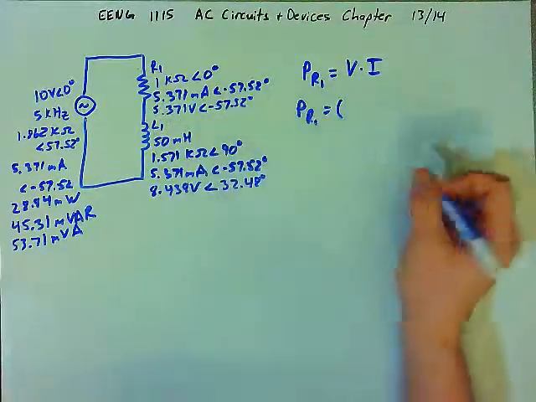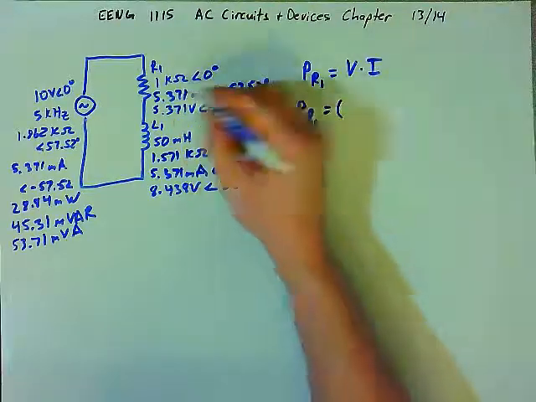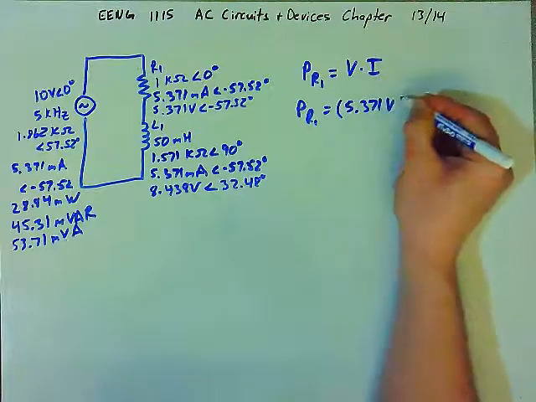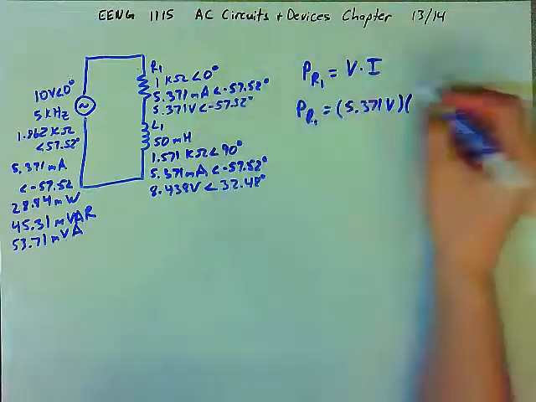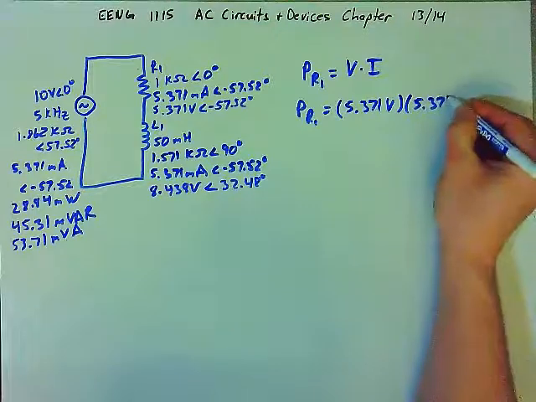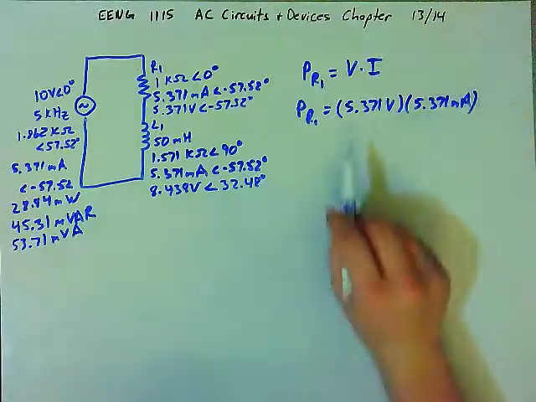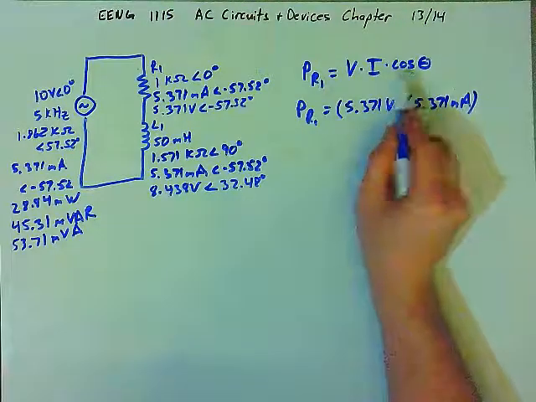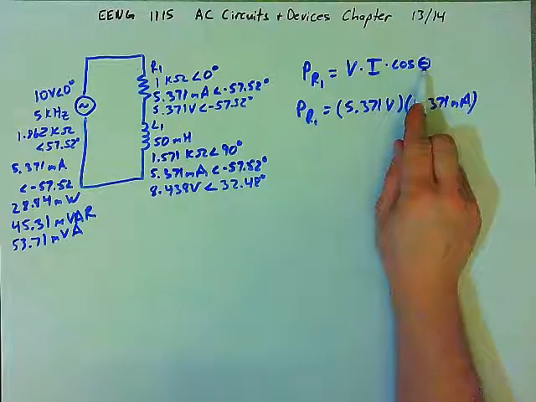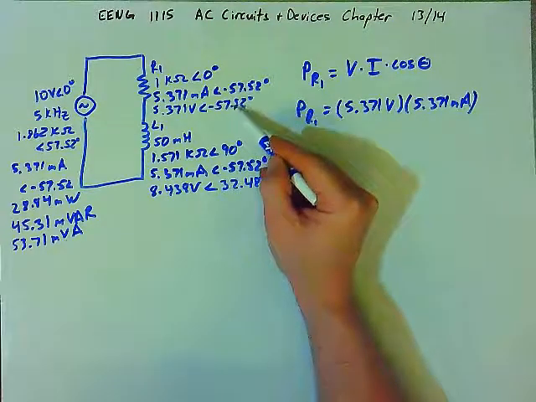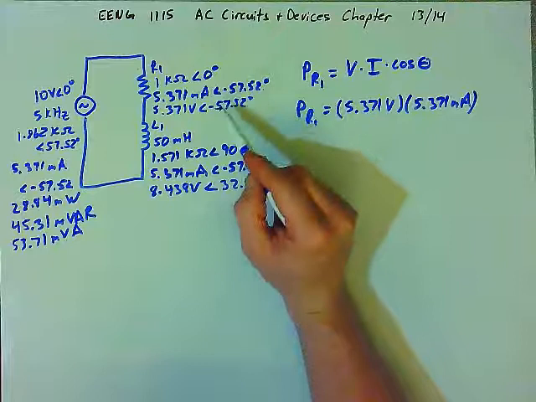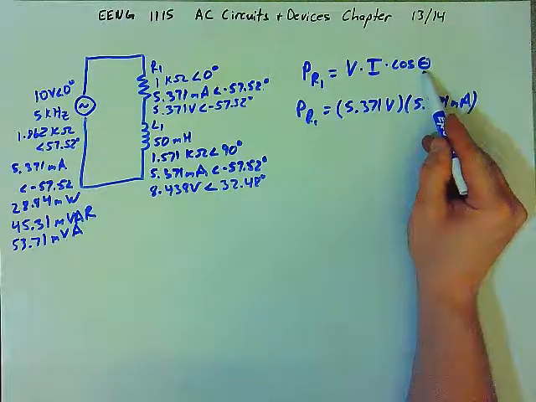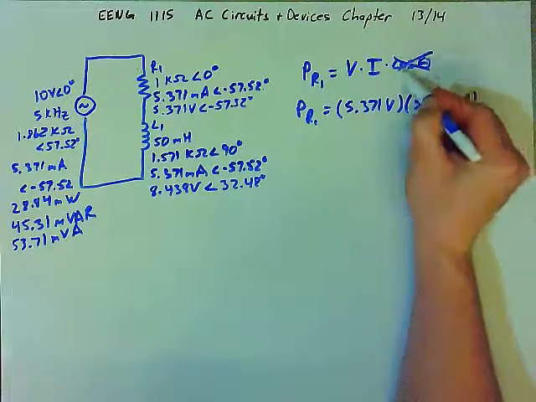The power used by resistor 1 is going to be 5.371 volts times the current, which is 5.371 milliamps. And if I wanted to be very technical, I could say times the cosine of the angle. That was our formula for power for the whole circuit. But remember that the angle here means the difference between the two angles. And so a negative 57.52 minus a negative 57.52 is 0. And the cosine of 0 is going to be 1. So this term will cancel out.